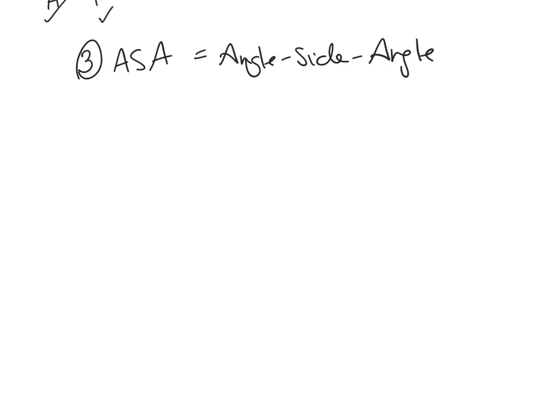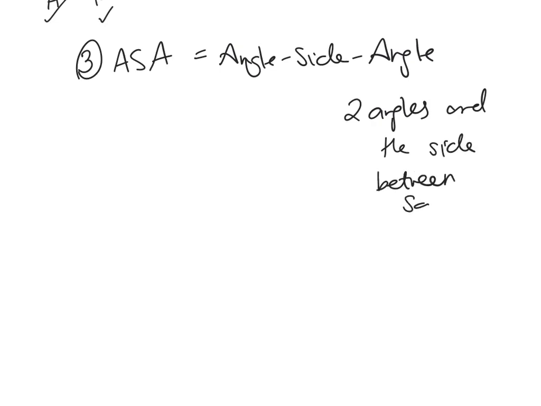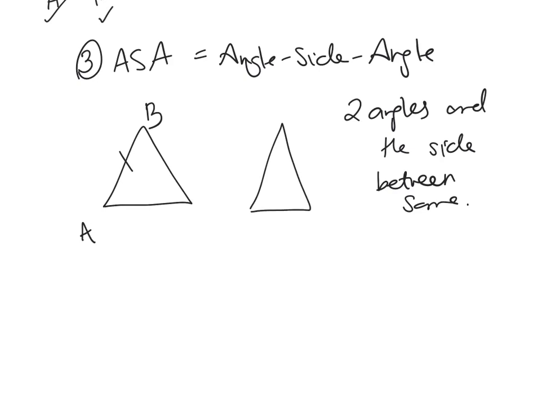The third rule I could use to test whether or not my triangles are congruent is the ASA rule, which is angle, side, and angle. So I have two angles this time, and the side between them has to be the same. If I have the angles A, B over here, and the side between them is the same, therefore this is also congruent. So that's called the ASA.